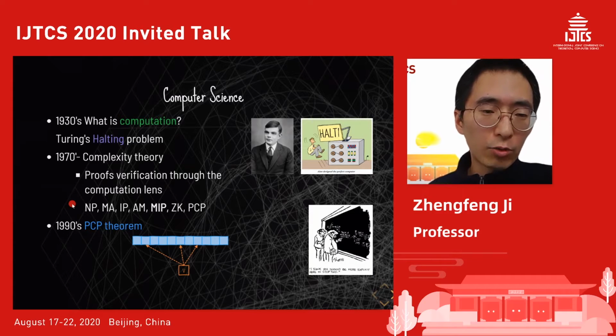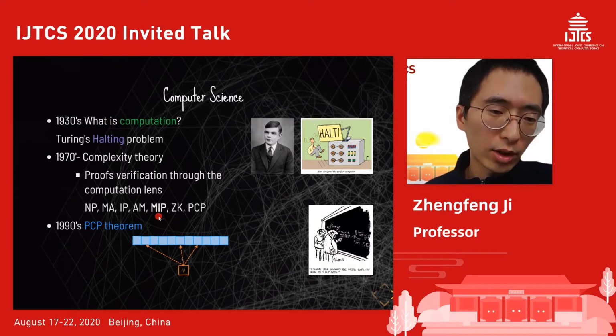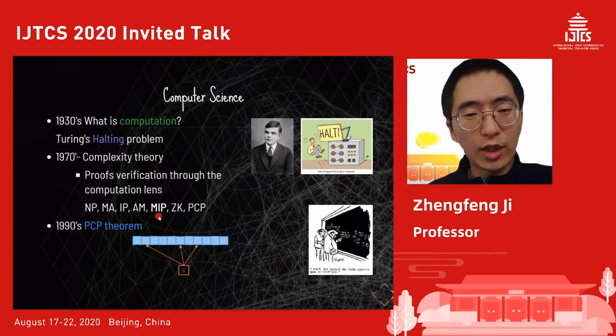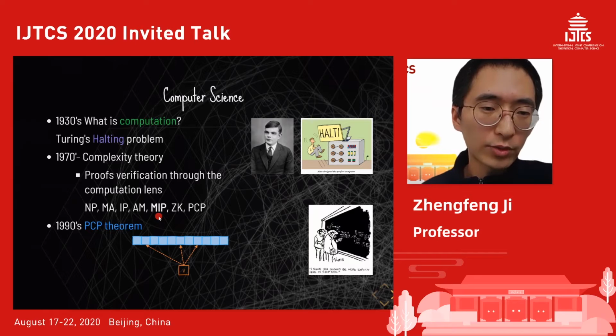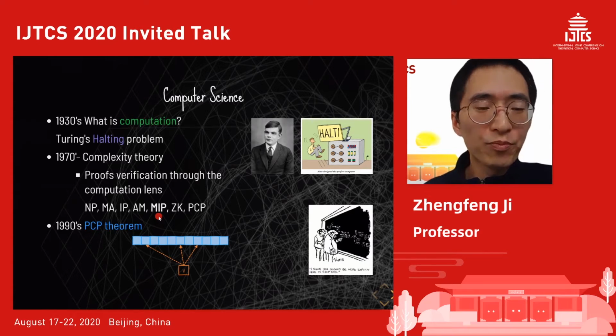And our work is actually related to multi-prover interactive proofs. And along the line, an important result in complexity theory, often referred to as the crowning jewel of complexity theory, is the PCP theorem in the 90s. It's a very special form of verification that we'll discuss more, and we use this as a tool for our proof.